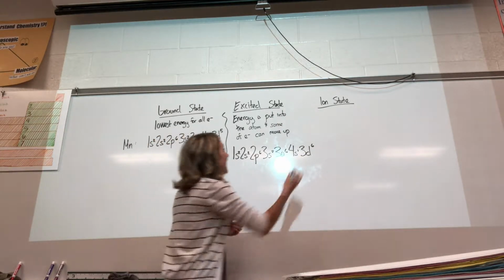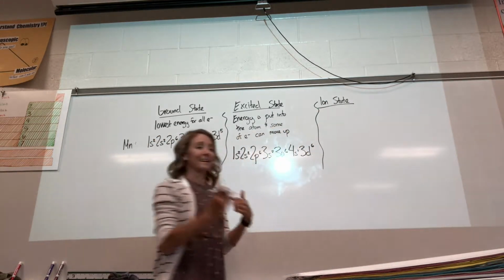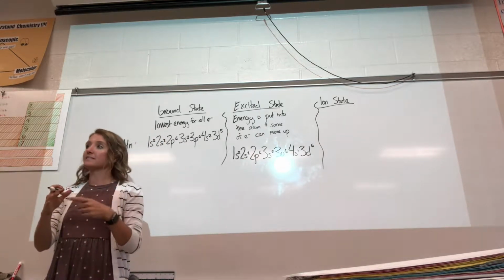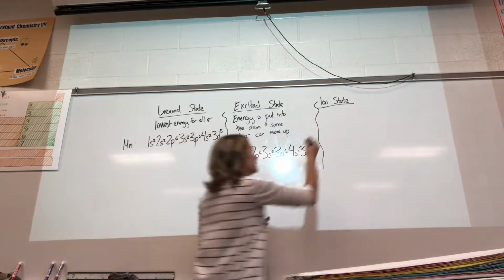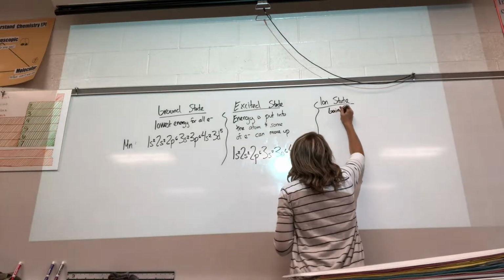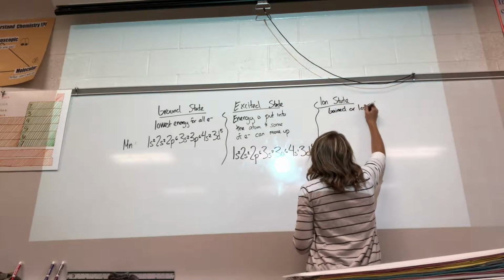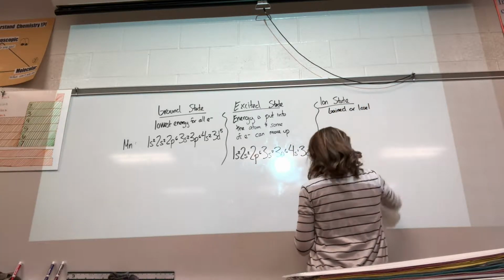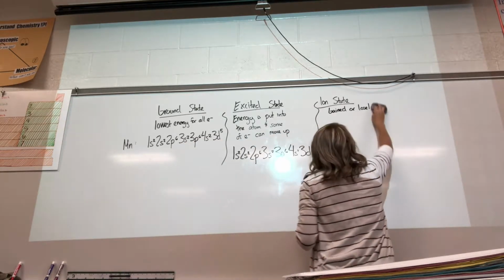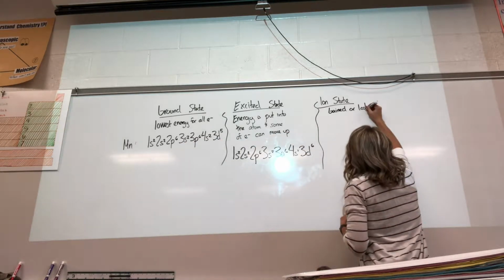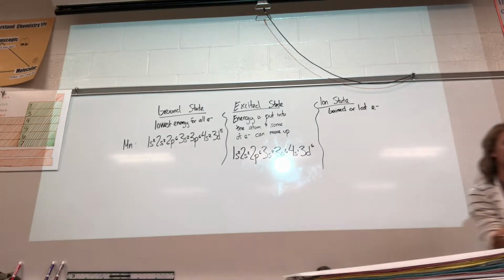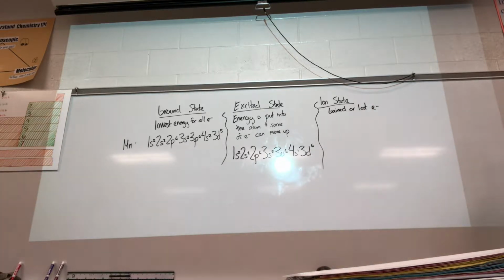Okay? Now, an ion state is when an atom has gained or lost its normal number of electrons. And that's where we get the charges.